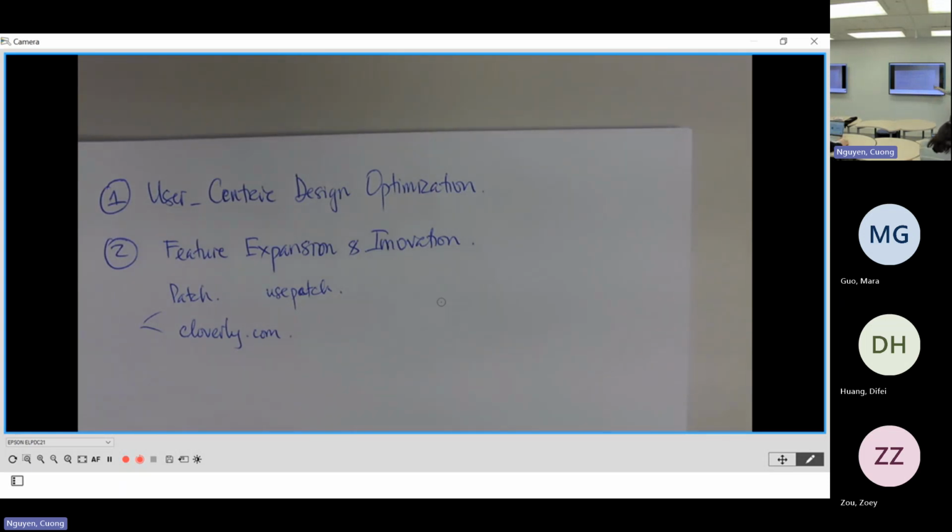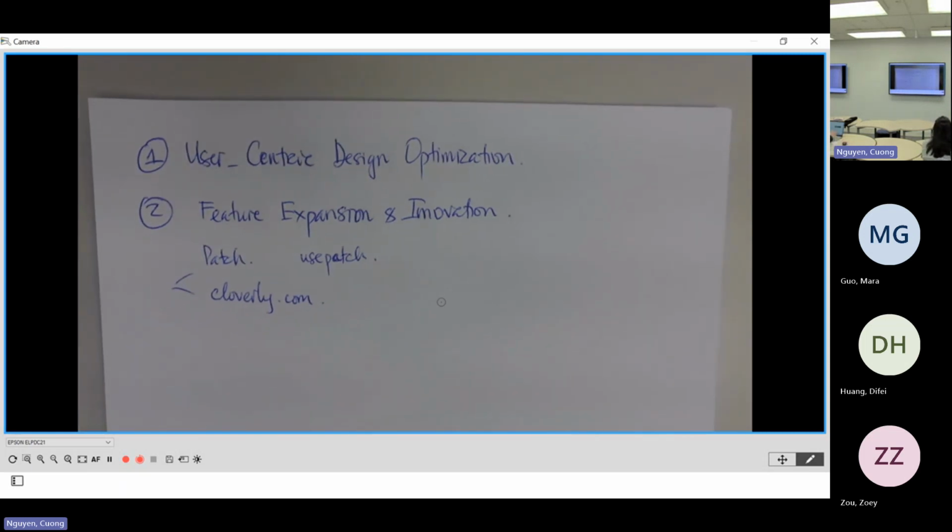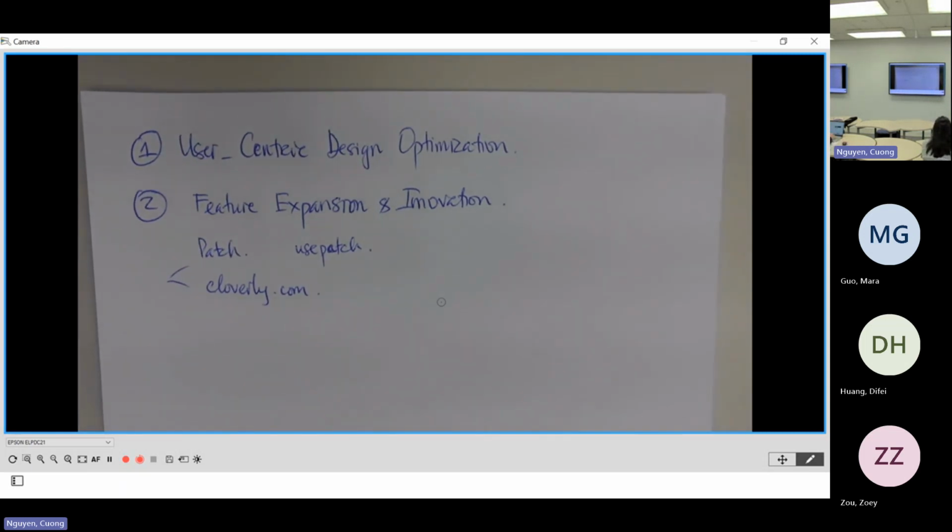So that's why, just think about new features. What kind of new feature do you want to incorporate into the current product so that you can increase customer or user experience, and also get more customers.